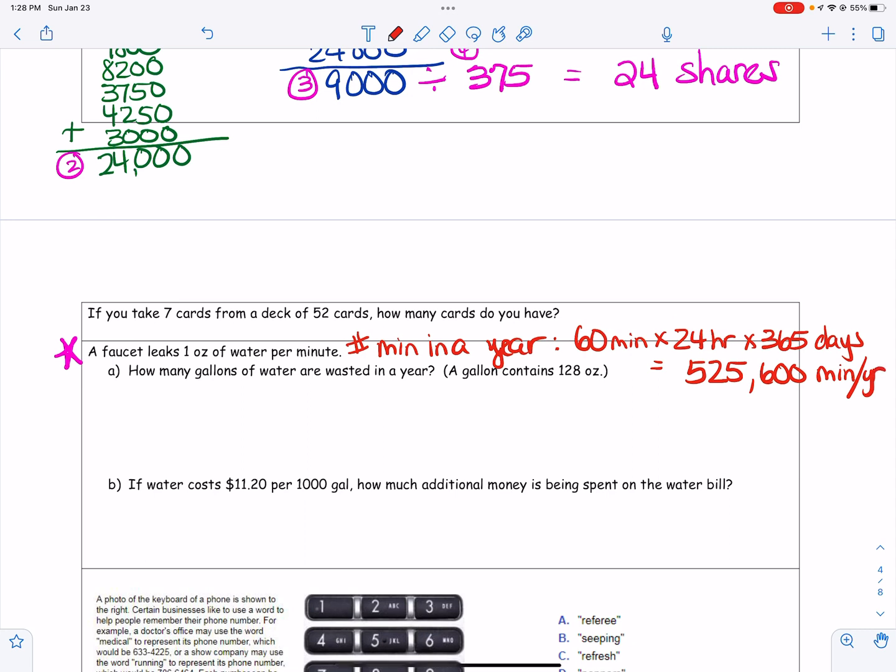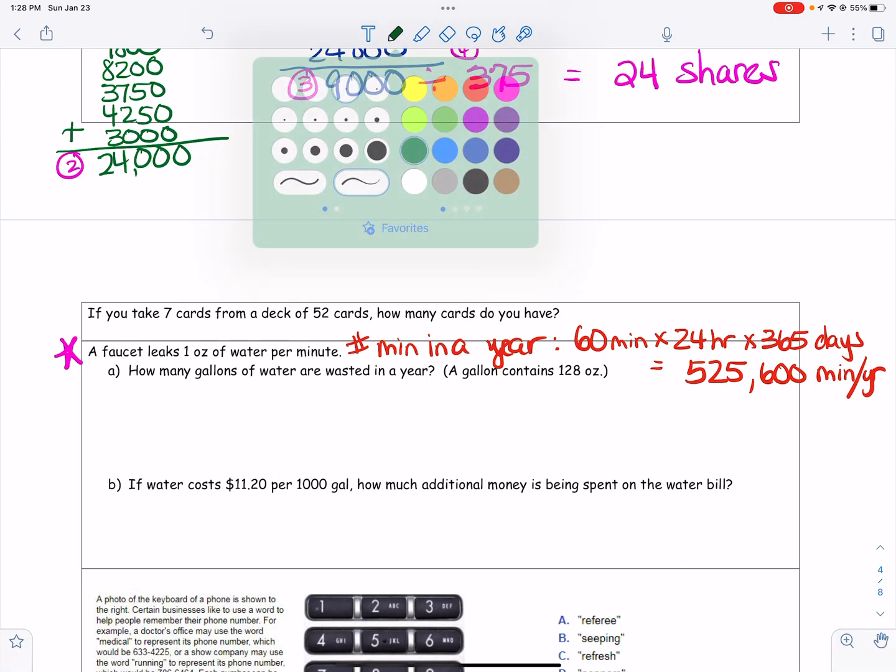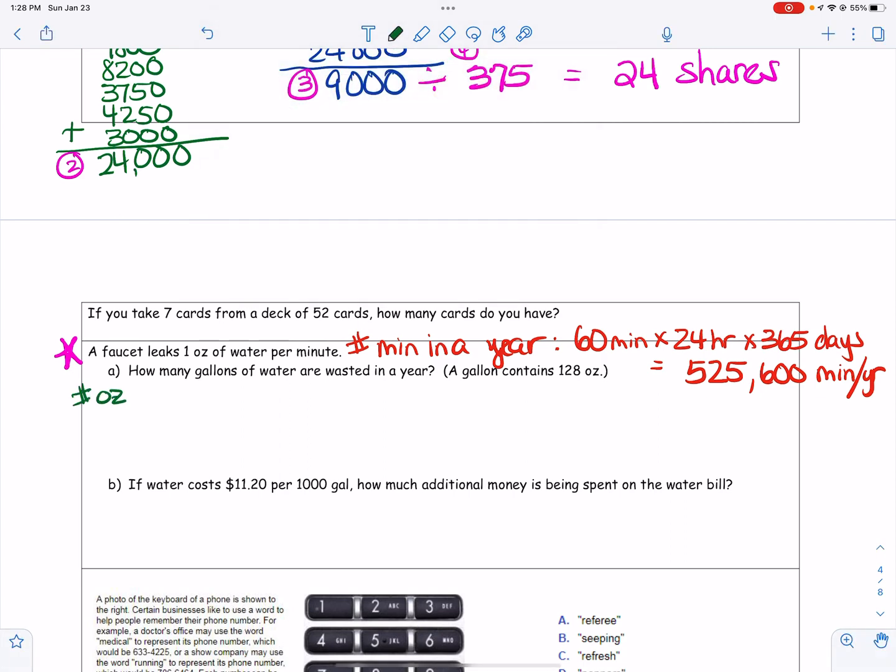So now in this example, the faucet only leaks 1 ounce of water per minute. So the number of ounces times the number of minutes will tell us how much it's going to leak in a year. So the good thing about this is 1 ounce times 525,600 minutes says that it leaks 525,600 ounces in a year. But they want to know gallons.